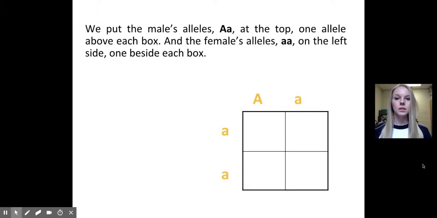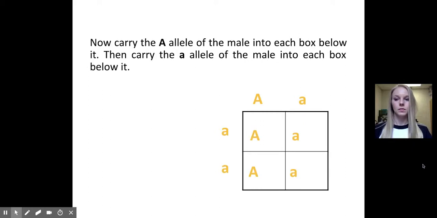We'll put the male's alleles, big A, little a, at the top, one allele above each box. And the female's alleles, little a, little a, on the left side, one beside each box. One allele per box, because remember the alleles separate during the law of segregation in meiosis.